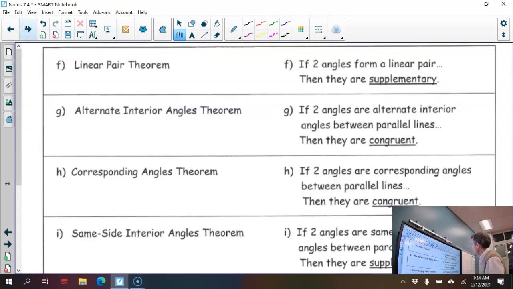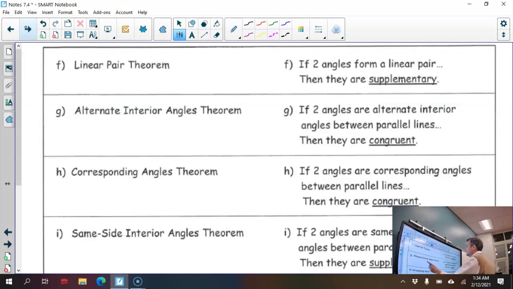Then I have the linear pair theorem, which says if two angles make a linear pair, then they are supplementary. Notice it says supplementary. It does not say add up to 180, though they would add up to 180 because they're supplementary.